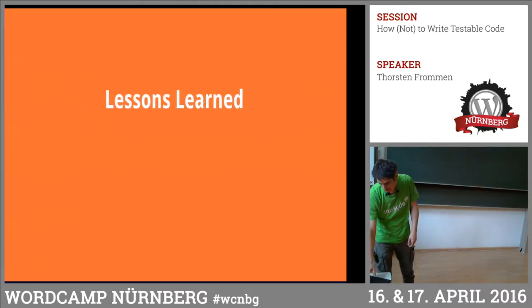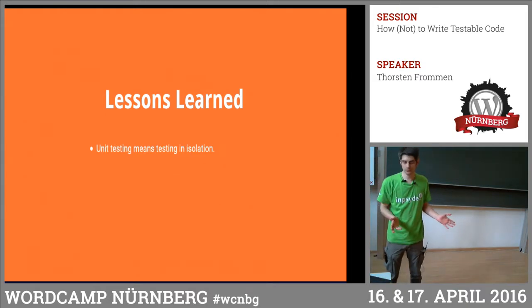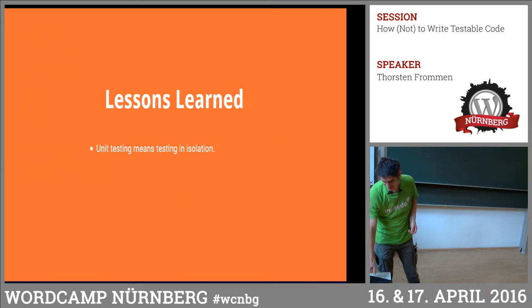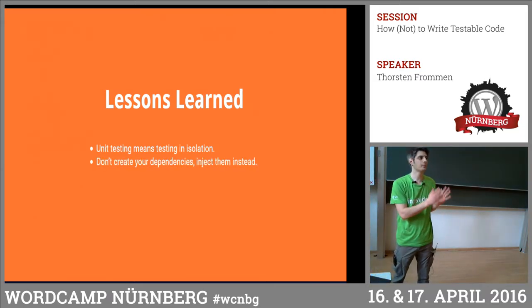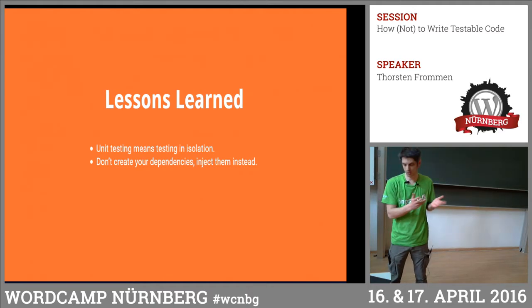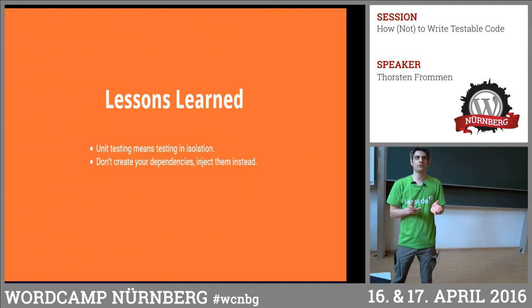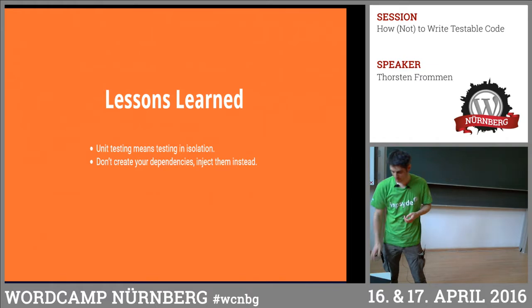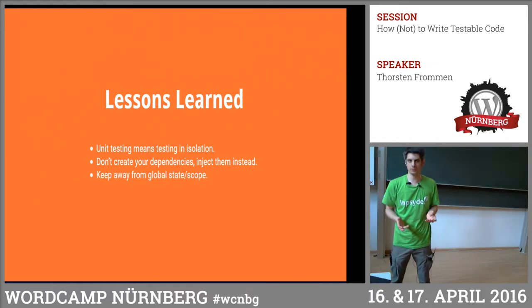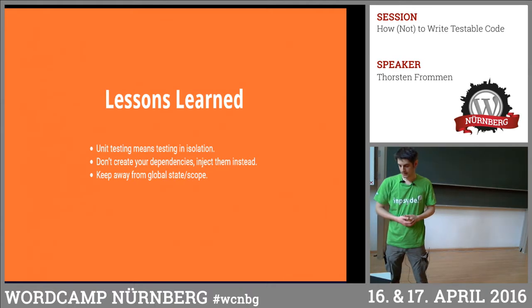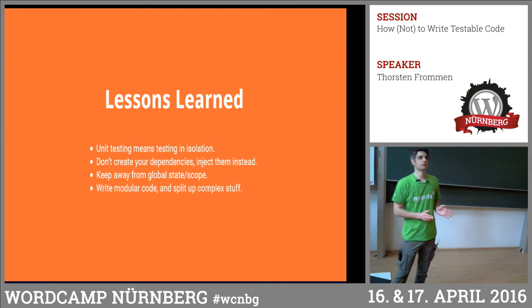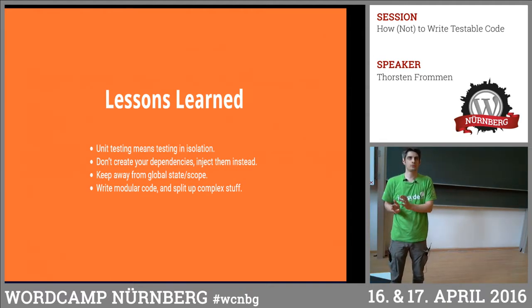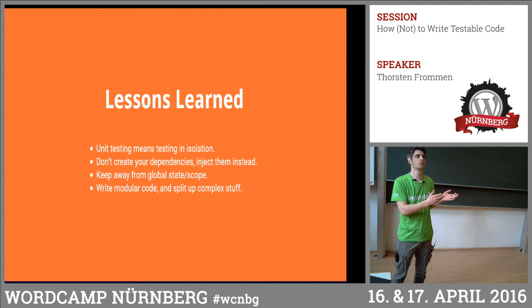So what hopefully did we learn today? Unit testing means testing in isolation, so actually testing one piece of code. It's a function or a method usually. When you have dependencies, don't create them in the method itself, inject them. Create them outside your object and then inject the created objects, which means you can pass in mock objects. Keep away from global states and scope for WordPress. That's too late now. Write modular code. Split up what you want to do. Name actually the functions and think about what they do.